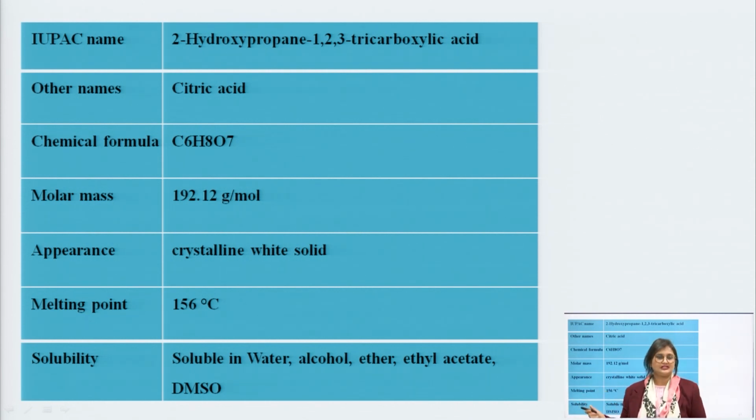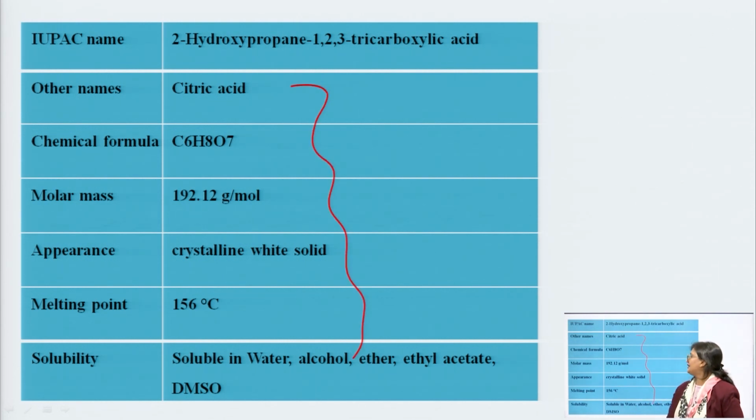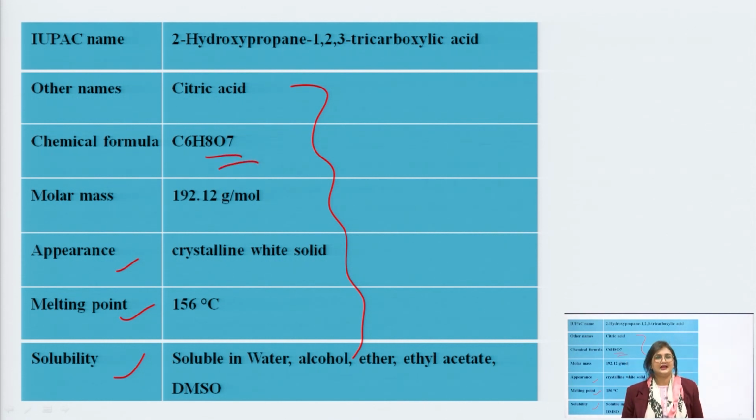Here, with the help of this table, we have tried to brief various characteristics of citric acid in terms of appearance, melting point and solubility. The chemical formula of citric acid is C6H8O7. It is soluble in water, alcohol, ether, ethyl acetate and DMSO.